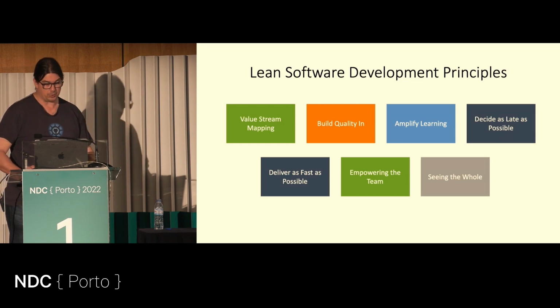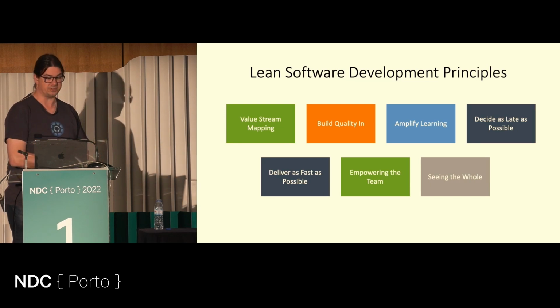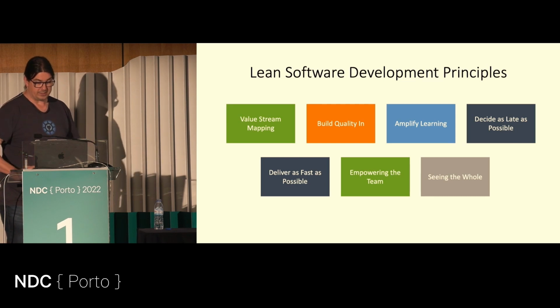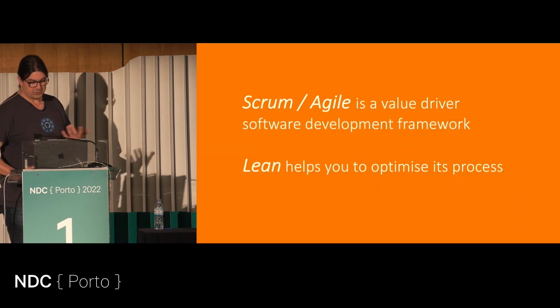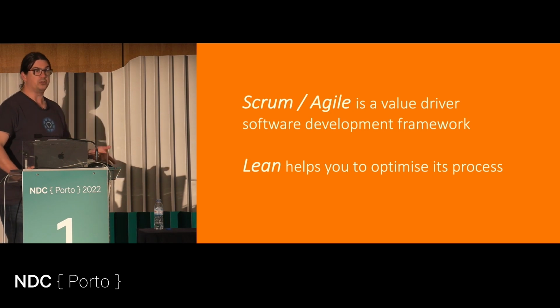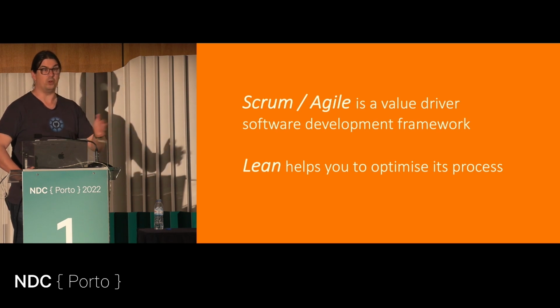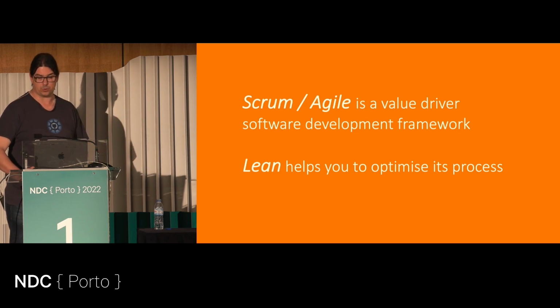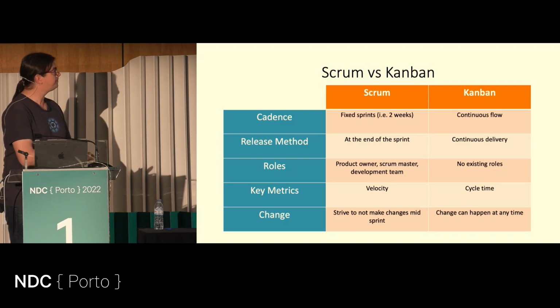So: value stream mapping, building quality in, not just using metrics, logging and telemetry to find problems, but actually using them to assess how a system is running and looking at the health of the system. Amplify learning, decide as late as possible, deliver as fast as possible, empower your team, and optimize the system as a whole. We've also discussed that lean is something you can do alongside Scrum. It's a way of optimizing what you're doing in Scrum. So it's not Scrum or lean, it's something you can do as well as, which is quite good. And we finished up by looking at some differences between Scrum and Kanban.